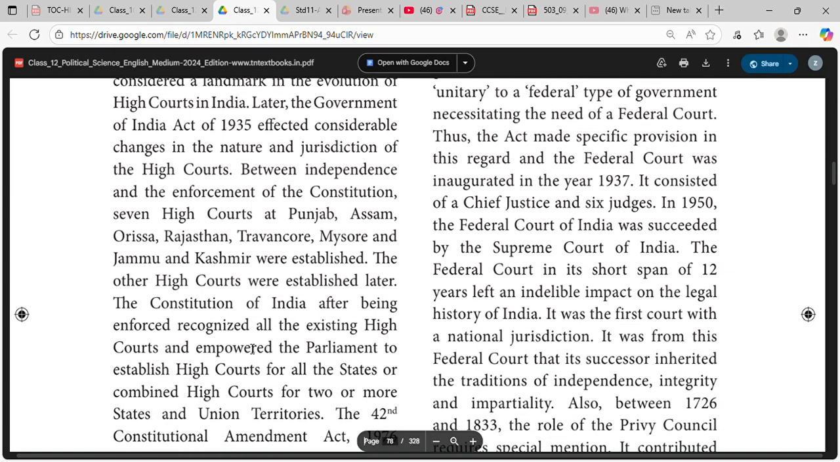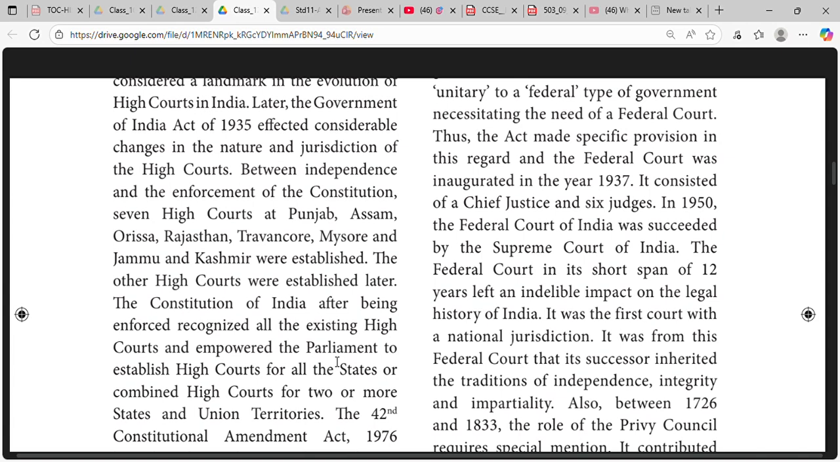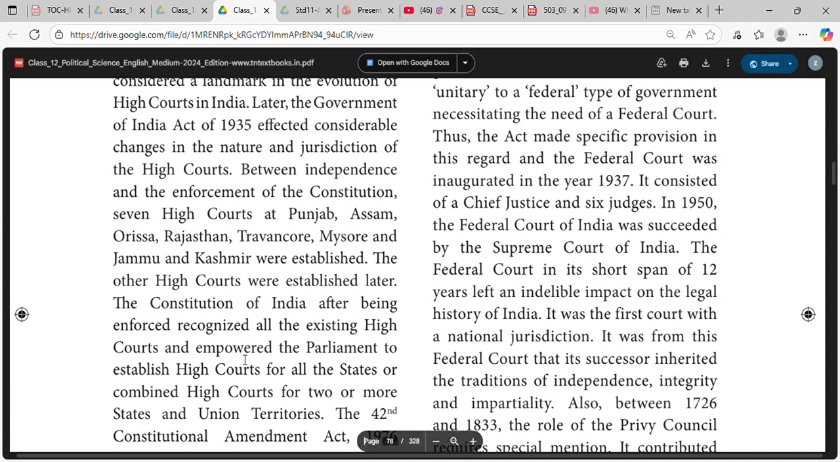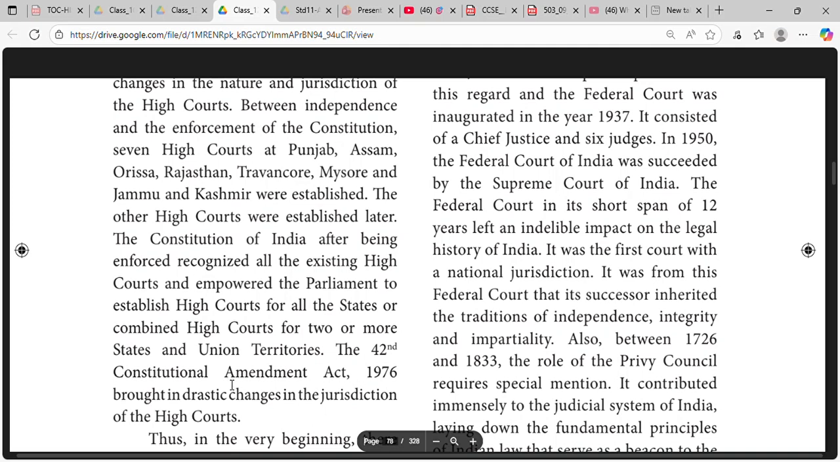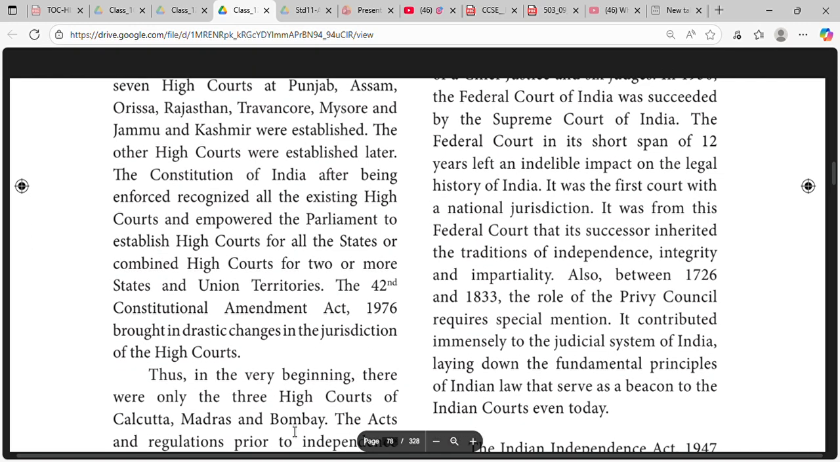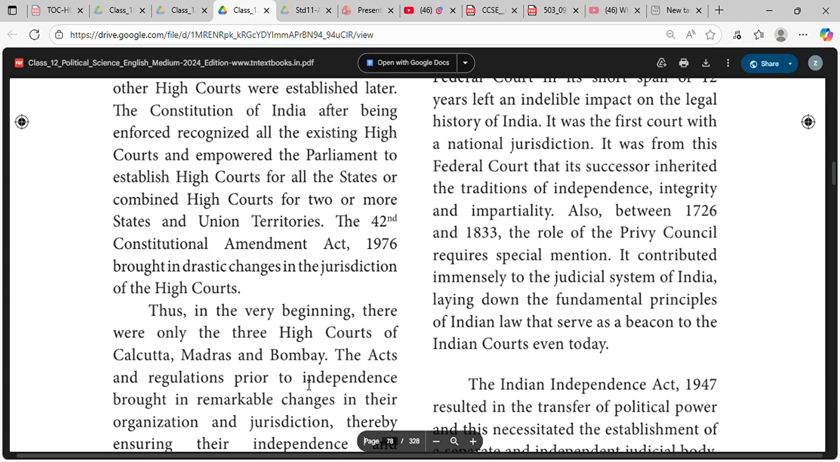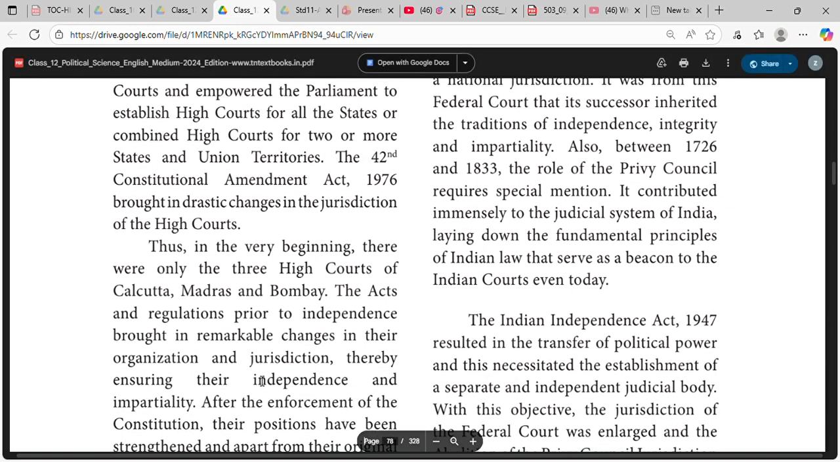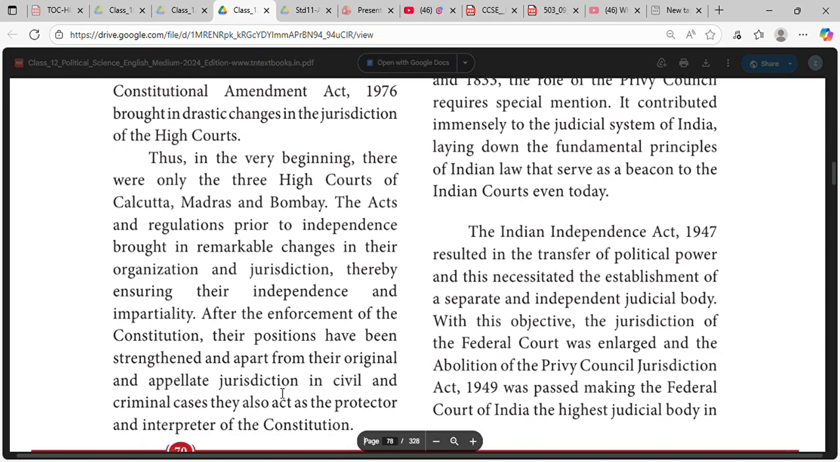The Constitution of India, after being enforced, recognized all the existing high courts and empowered the Parliament to establish high courts for all states or combined high courts for 2 or more states and union territories. The 42nd Constitutional Amendment Act 1976 brought in drastic changes in the jurisdiction of the high courts. Thus, in the very beginning, there were only 3 high courts of Calcutta, Madras, and Bombay. The acts and regulations prior to independence brought in remarkable changes in their organization and jurisdiction.